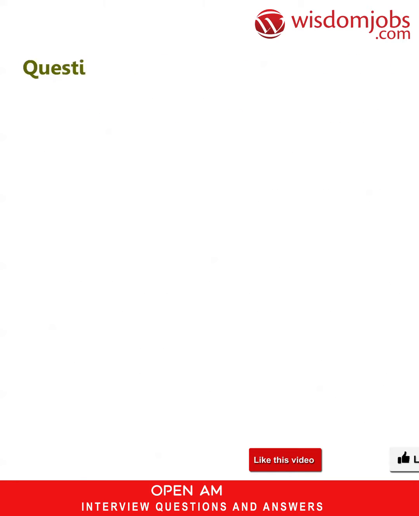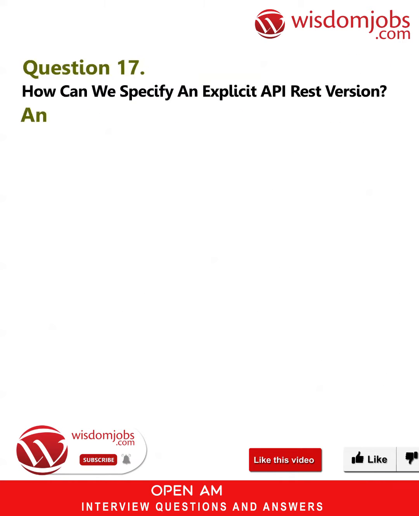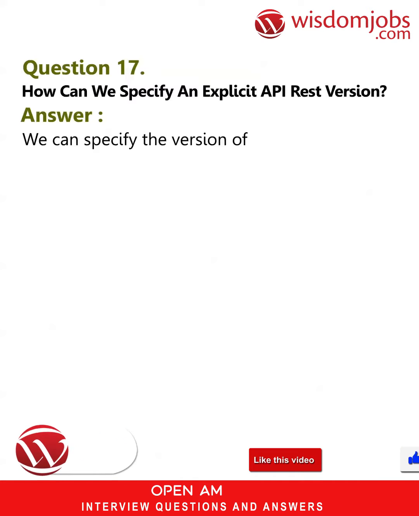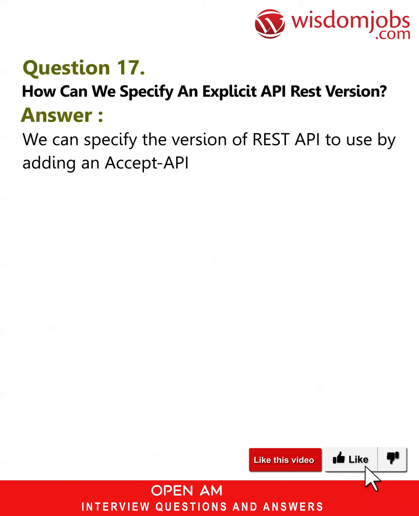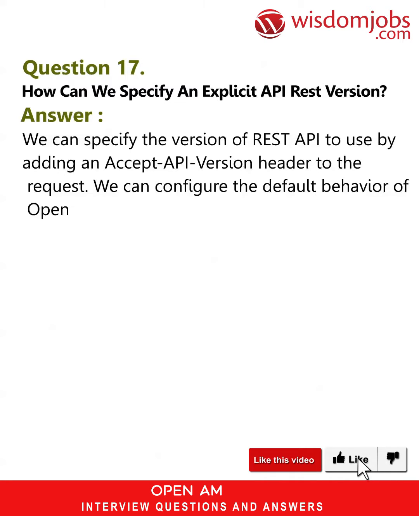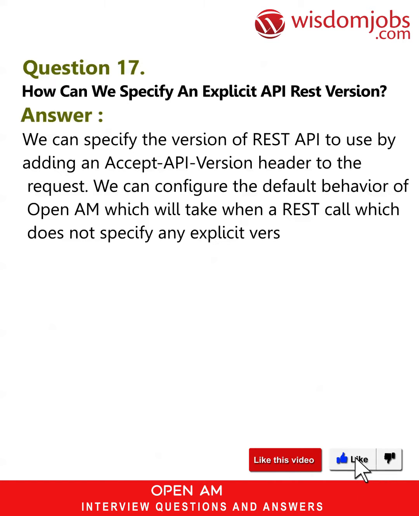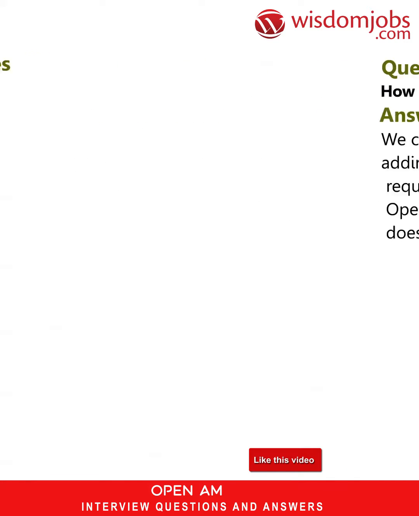Question 17. How can we specify an explicit API REST version? Answer. We can specify the version of REST API to use by adding an Accept-API-Version header to the request. We can configure the default behavior that OpenAM will take when a REST call does not specify any explicit version information.